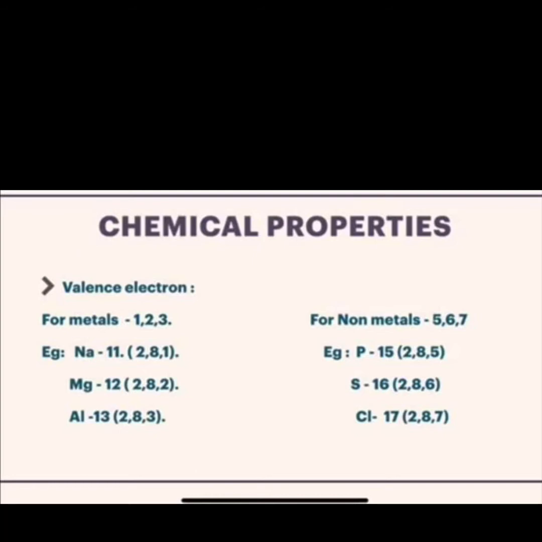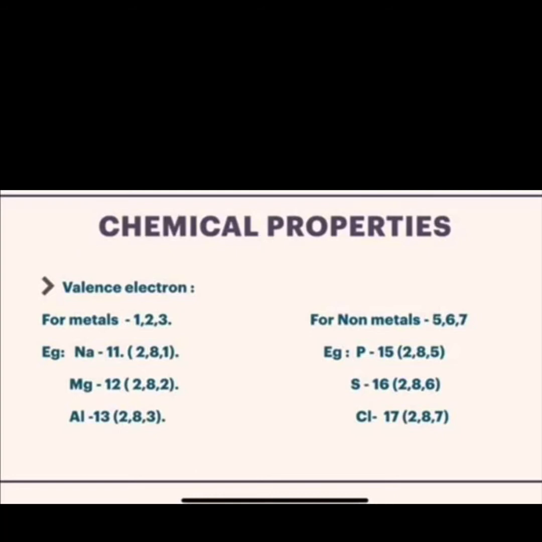They have given the example of sodium. Atomic number is 11. What is the electronic configuration, children? 2, 8, 1. How many electrons are present in the valence shell? 1 electron. Let's see another example, children.